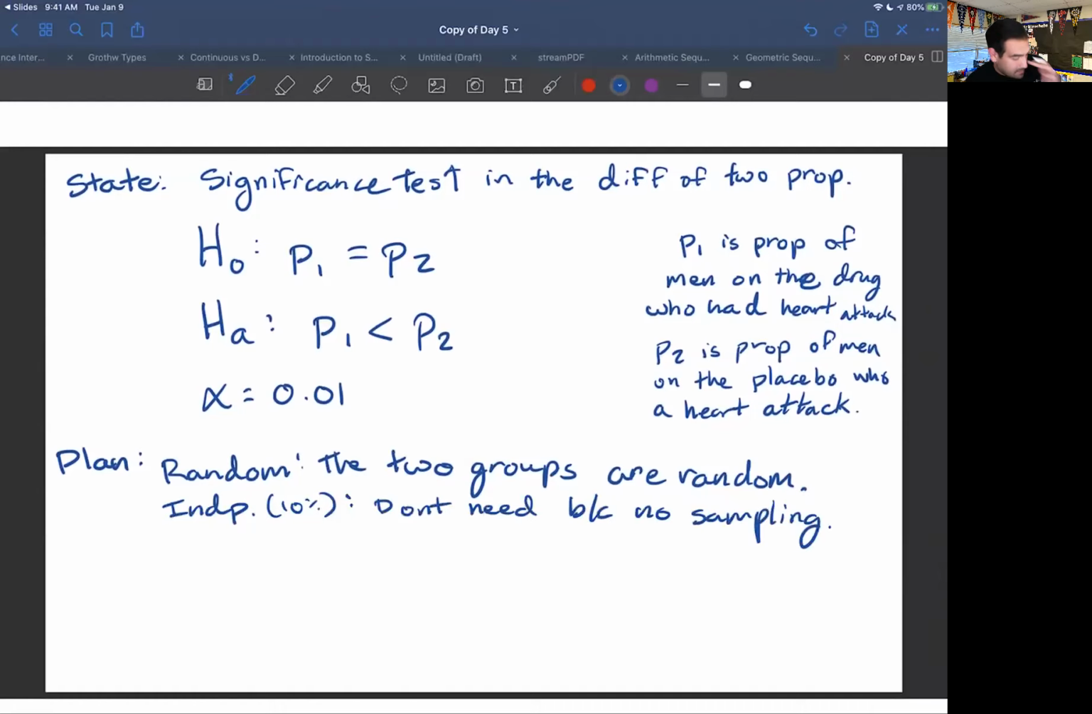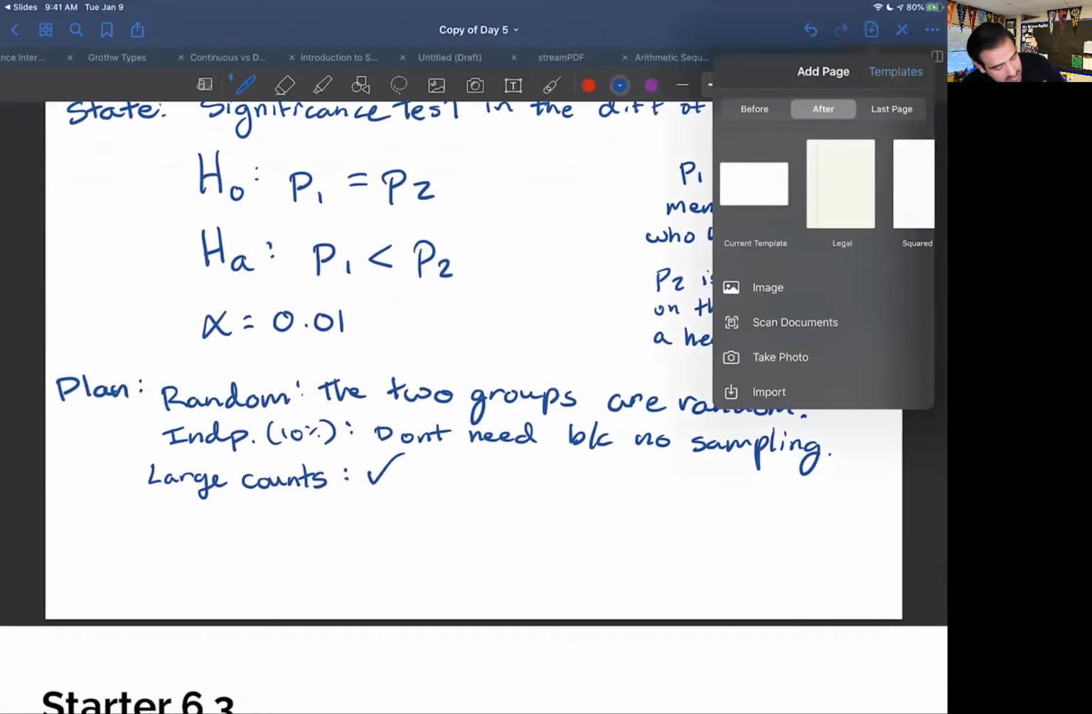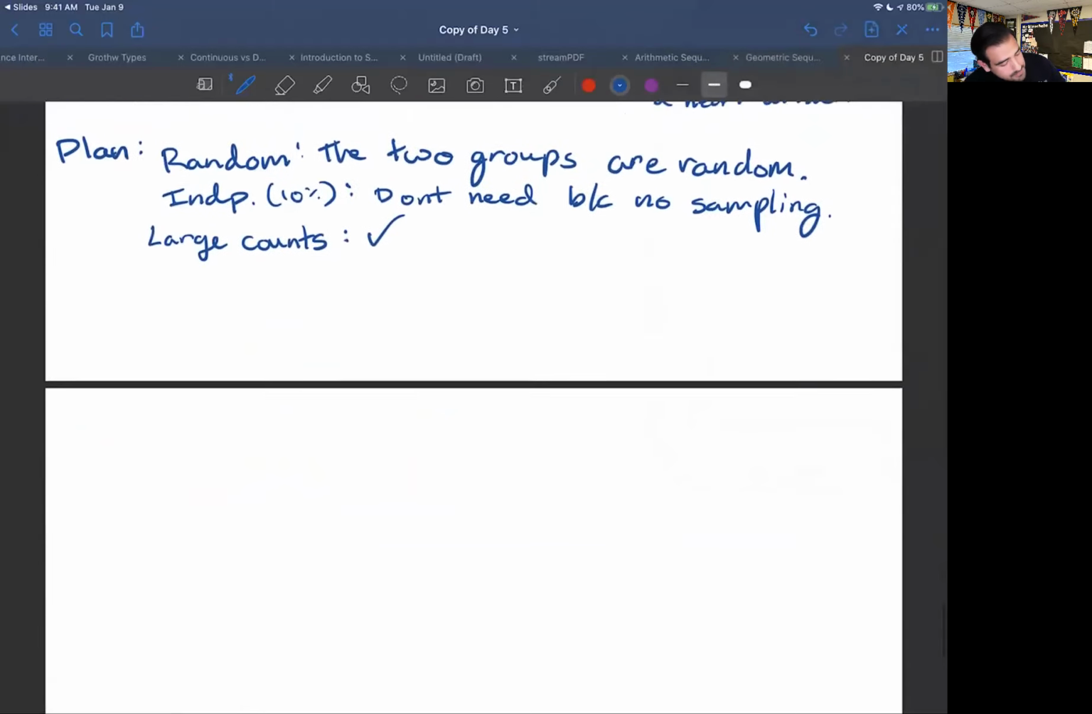We checked everyone. Now we have to check large counts, right? We can go through and check the large counts. I'm gonna save some time and just say that this has already been met, but you will need to show the large counts. So let's go ahead and actually do the work here.